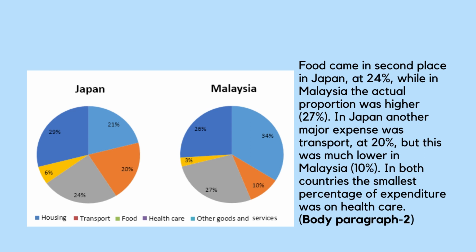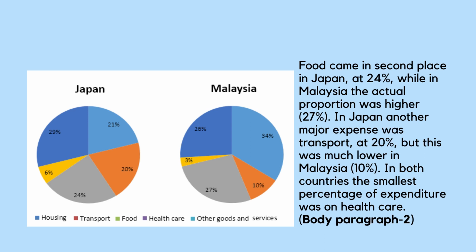Food came in second place in Japan at 24%, while in Malaysia the actual proportion was higher, 27%. In Japan, another major expense was transport at 20%, but it was much lower in Malaysia, 10%. In both countries, the smallest percentage of expenditure was on healthcare. In this body paragraph, you can see that there is not much to compare.